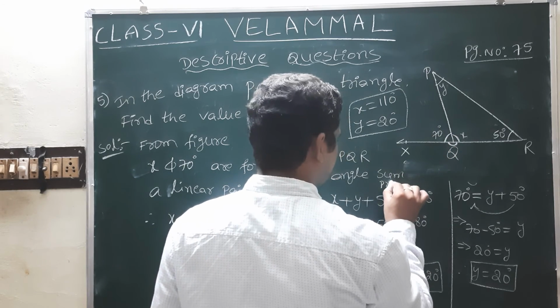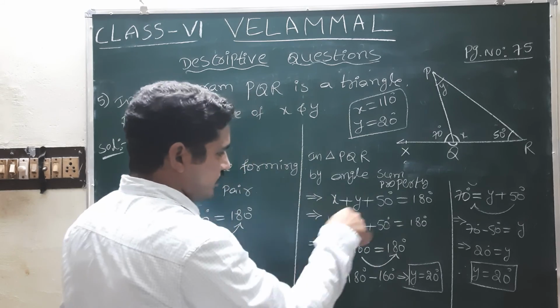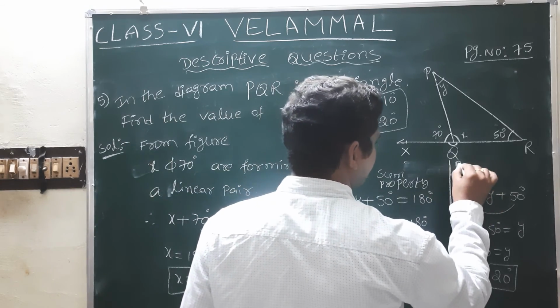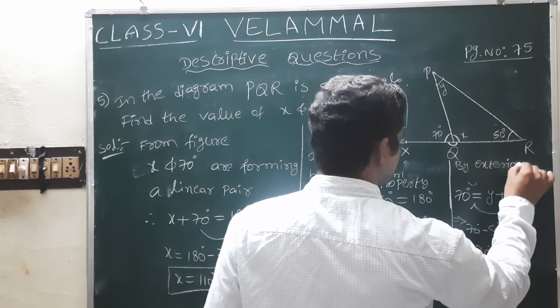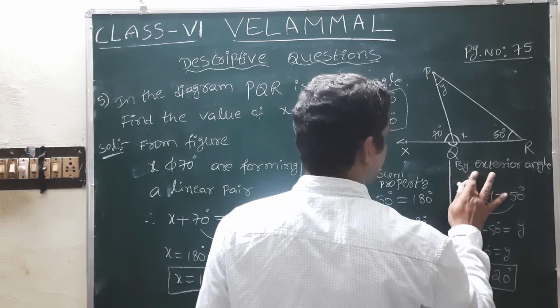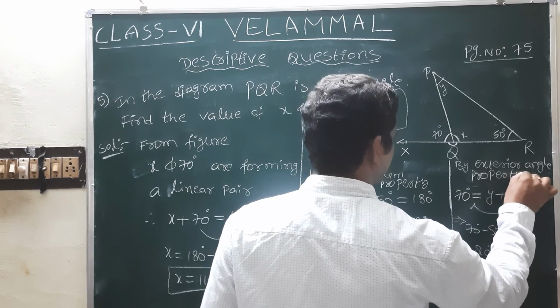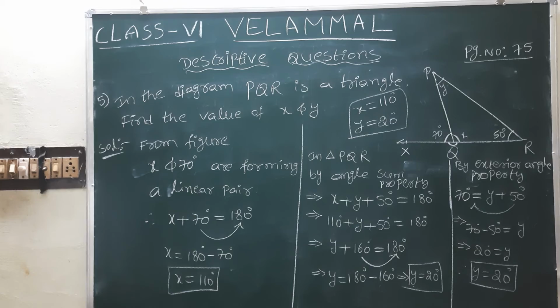Here I am writing: this is by angle sum property, and this is by exterior angle property. Whichever you want, you can use. Okay, copy this, children.